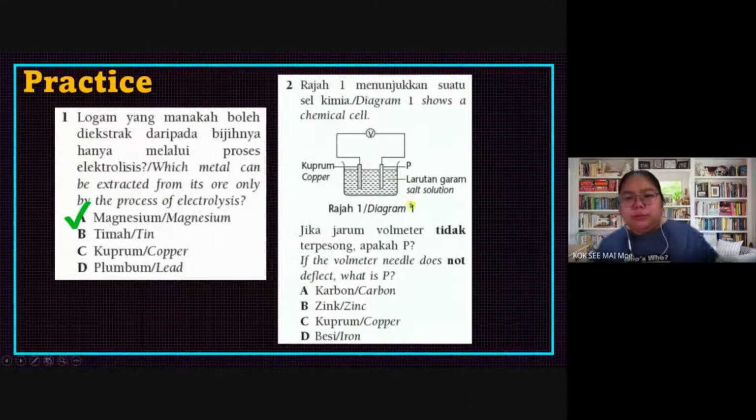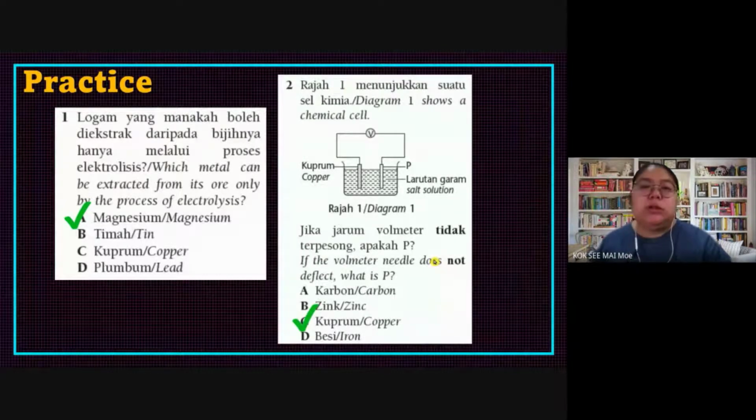Okay, question number 2. If the voltmeter needle does not deflect, you tell me what is P. Okay, the answer is C. Why? Because no electron passes through the circuit, meaning both electrodes must be the same, so they cannot drop the electron. Electron drops also do not go anywhere. So must be the same material. Only in this one situation can you get the answer straightforward. Both are the same material, so the answer is C. Both are copper.